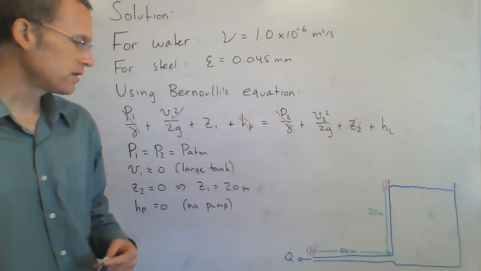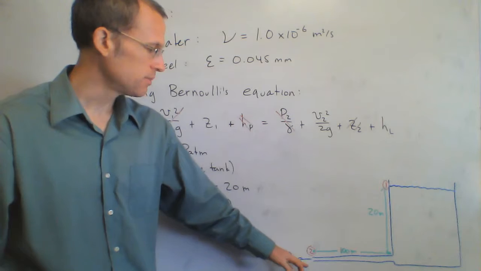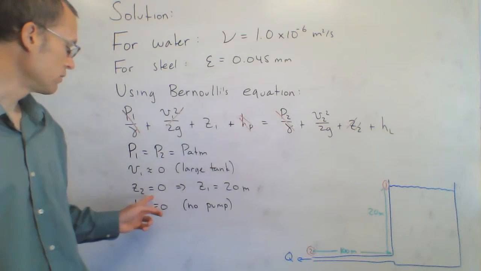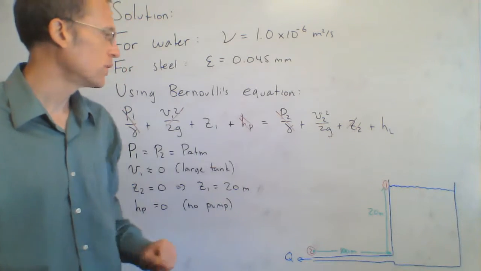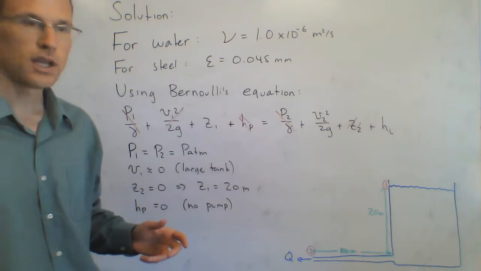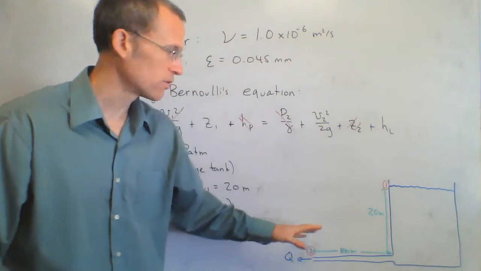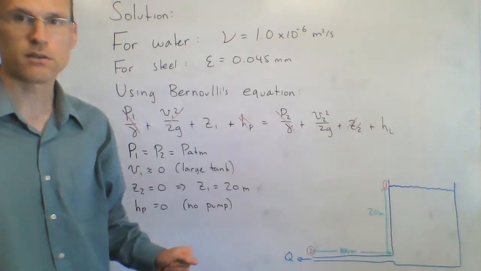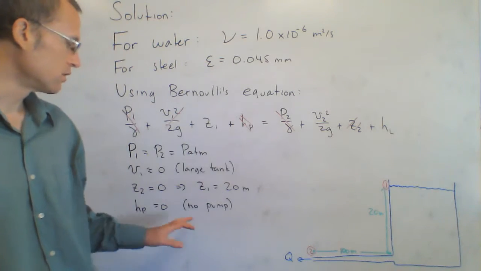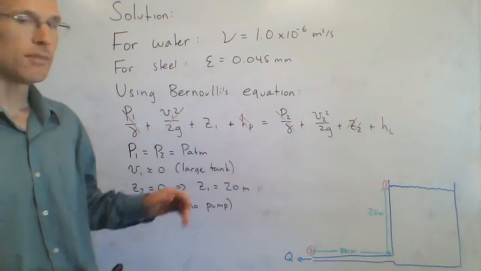And then I'm going to set my elevation, Z2, to be 0. So if Z2 is 0, it means that Z1 is 20 meters. But more importantly, Z2 is going to go away. Keep Z1. And then last thing, there's no pump here. This water is being pushed out through the pipe, basically just through gravity itself. So there's no pump, nothing else needed to actually pump it through the pipe. So HP being 0, I'm left with that equation there.